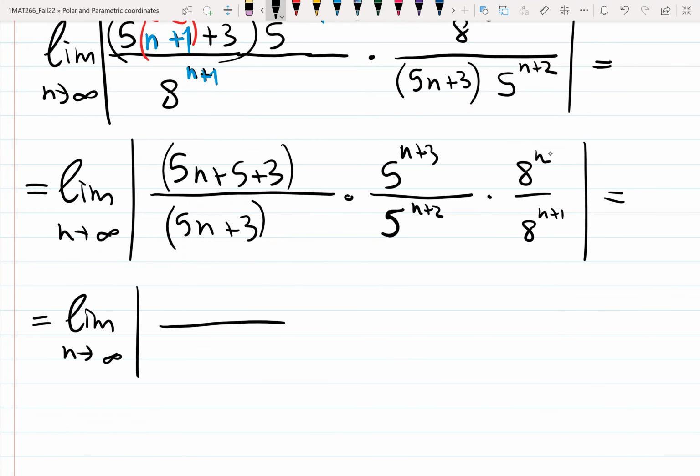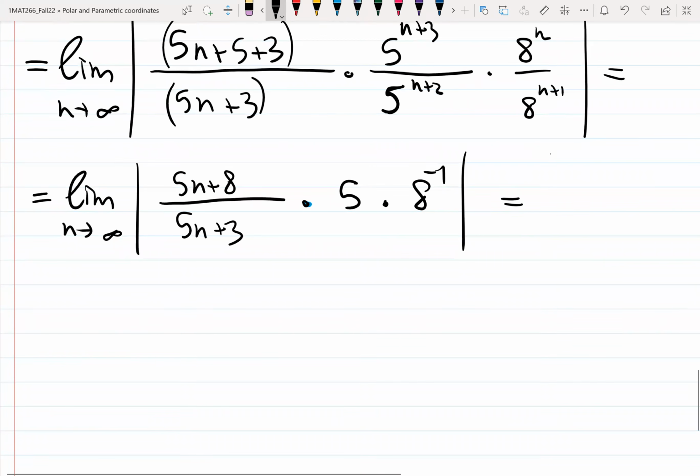So I will just write down 5n plus 8. I can do this simplification, but no canceling. If you do that, it will mess up everything. You don't do that kind of stuff. Times, now I have 5, since n plus 3 minus n minus 2 is just 5, times 8 to the n minus 1 to the minus 1, or you can keep it as 1 over 8. You decide, it doesn't matter. Now we finally can hit the limit.